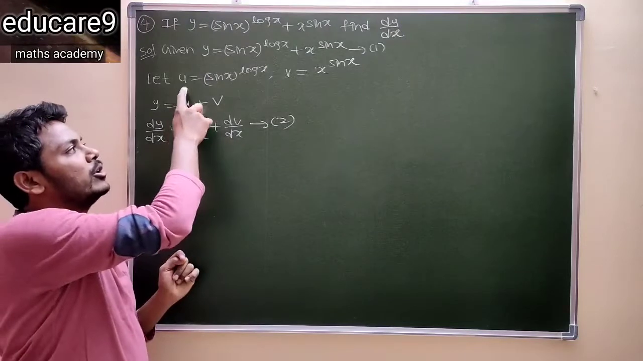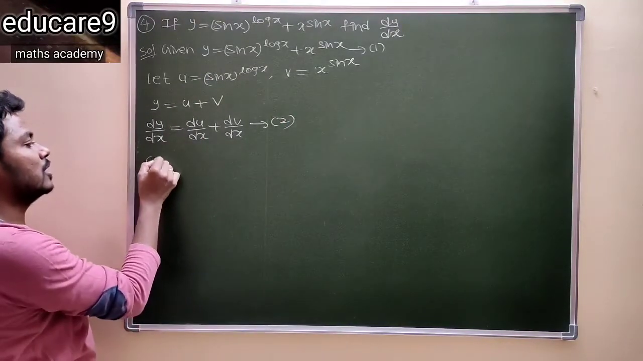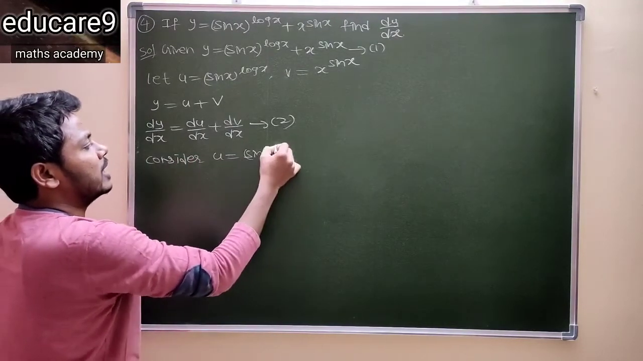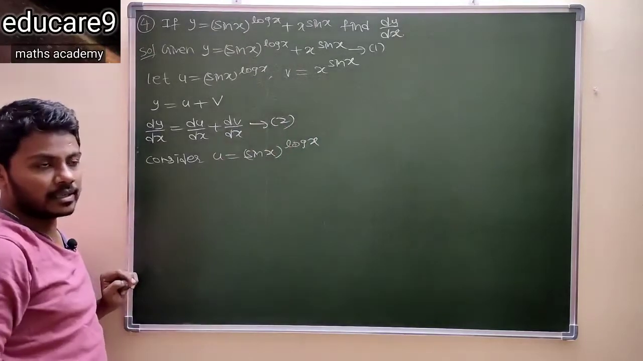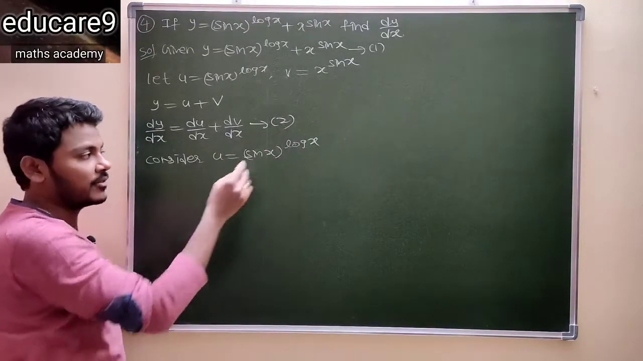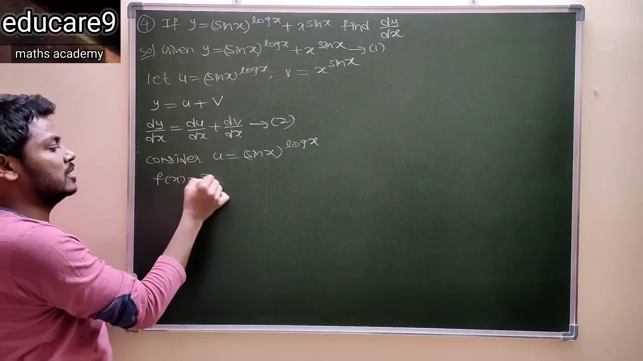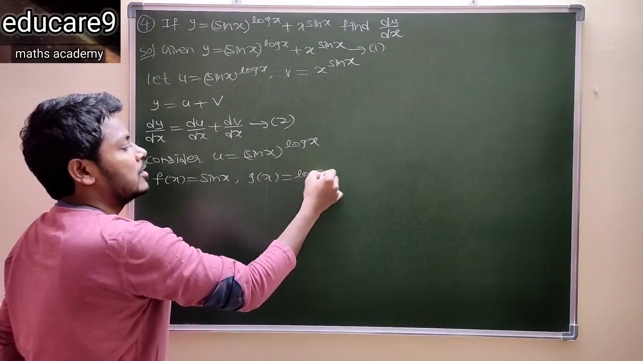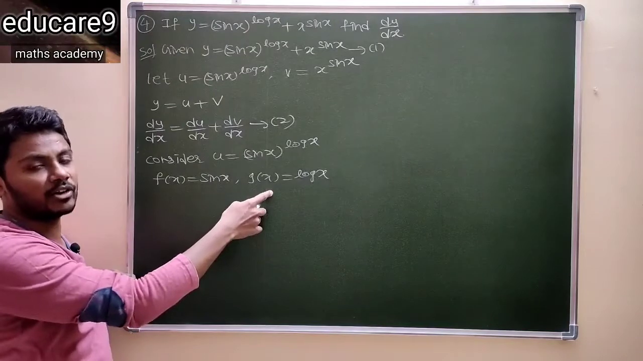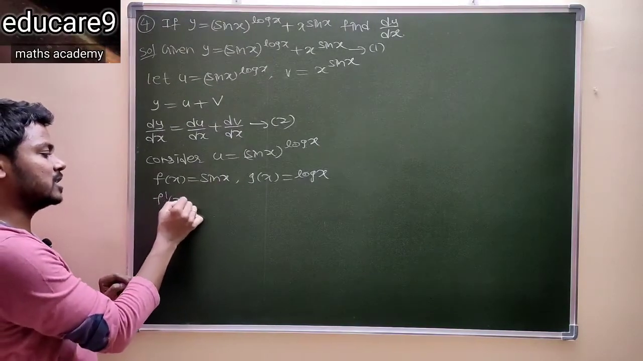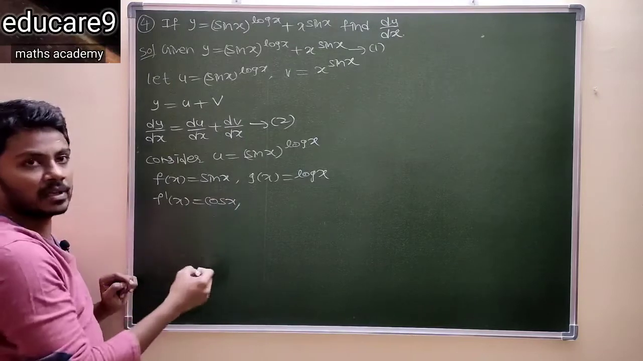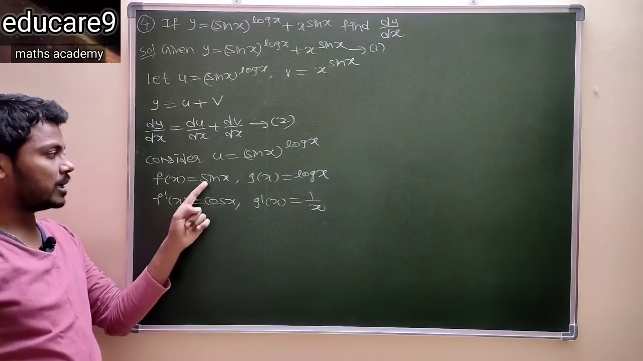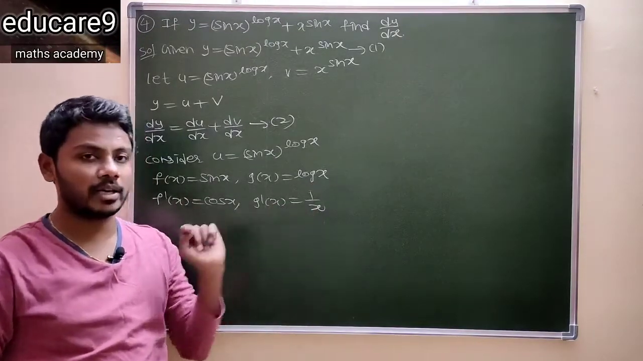Now find derivative of u and derivative of v. See here first one. Consider u is equal to sin x power log x. It is in the form of f of x whole power g of x. So f of x is equal to what? Sin x. And what is g of x? Log x. Now find the derivative of f of x and derivative of g of x. So derivative of f of x is cos x and derivative of g of x is 1 by x.